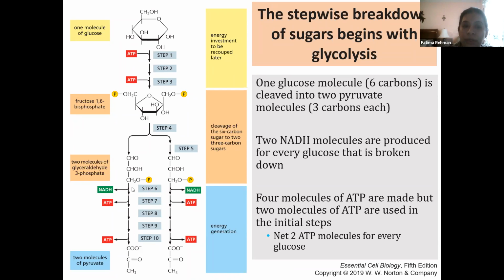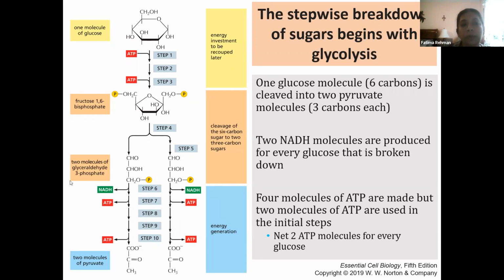Those bonds are then cleaved to create your 3 carbon sugars or 3 carbon chains. And then those 3 carbon chains are then used to generate energy by breaking down their high energy bonds in this case. So at the end of the day, you have removed the phosphate and you have changed the end bonds with the oxygen and the hydroxyl so that you can have 2 pyruvate molecules at the end.